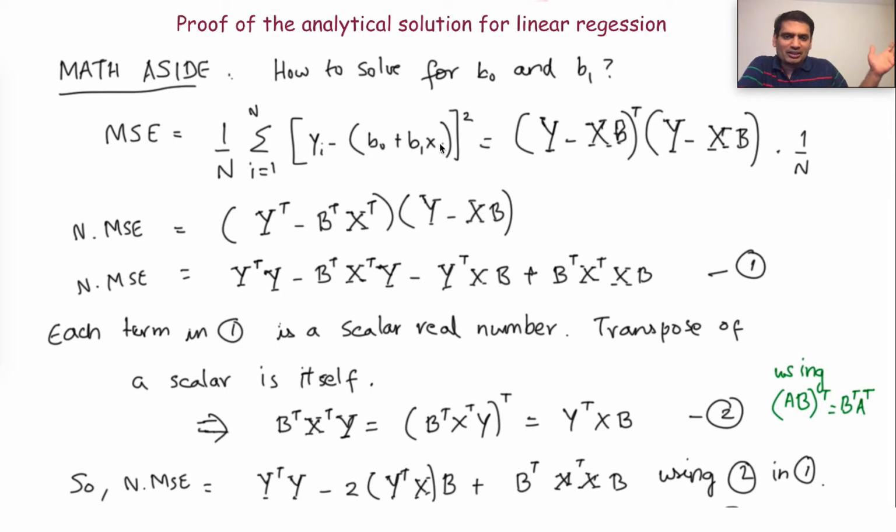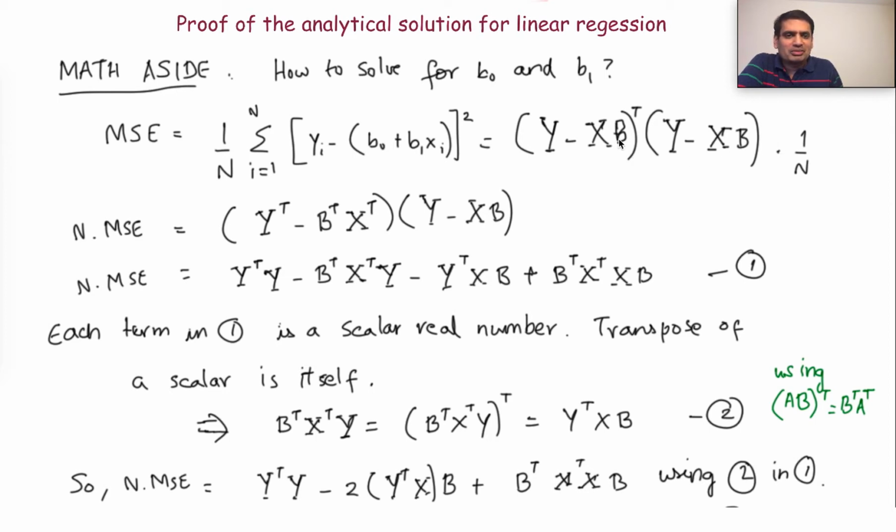b2 x2 square or xi square, etc., or you can have multiple inputs. However complicated the right-hand side expression is, as long as b1, b2, b3 are all appearing linearly, the matrix version of the mean squared error expression is this. This we've already seen. It's y minus xb transpose y minus xb divided by n. Okay, and this is the expression we want to minimize.